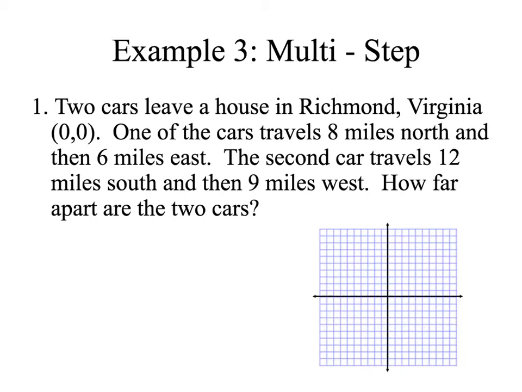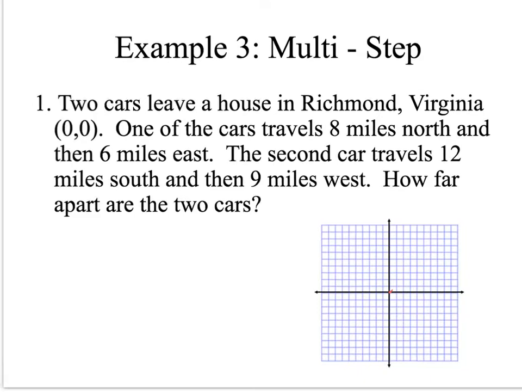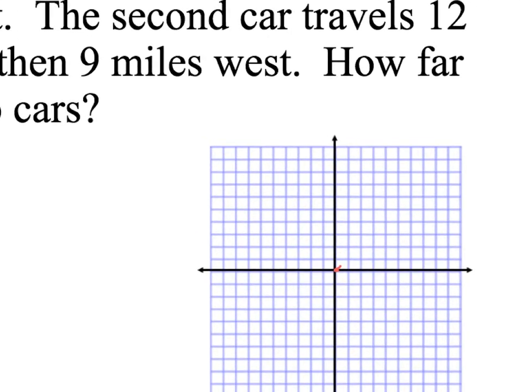So we have two cars that are leaving. They're both leaving out of the point 0, 0. So they're both leaving out of the origin. One car is going to go 8 miles north and then 6 miles east. I'm going to zoom in for a minute so I can graph this. 8 miles north, 6 miles east. So 1, 2, 3, 4, 5, 6, 7, 8 over 6. 1, 2, 3, 4, 5, 6.